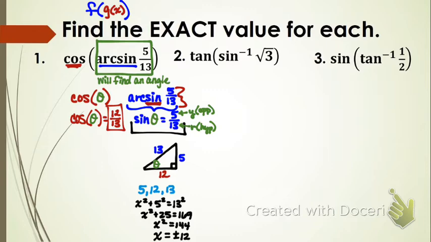Sometimes we get lucky and what they give us on the inside is on our unit circle, so we don't even have to draw the triangle. Those are the nice ones. Those are easier. Sometimes we have to draw a triangle. This one, 5 over 13, is not on my unit circle, so I had to draw a triangle there.